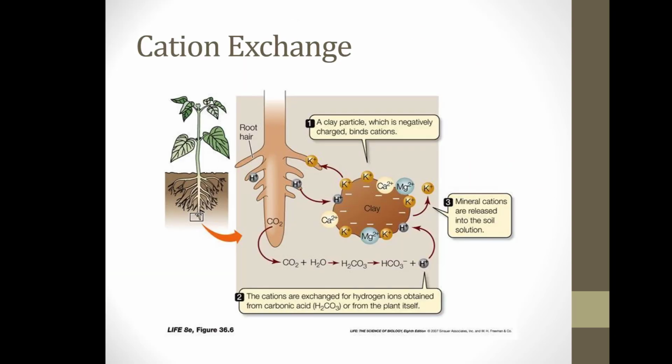Okay, so here's the graphic on this. So we've got a clay particle that's negatively charged. It binds cations. And then number 2, you can see the cations are exchanged. So that's what cation exchange capacity is. So hydrogen ions are obtained from carbonic acid or from the plant itself, and they displace the other cations attached to the soil particle, so they can go into soil solution and be taken up by the plant.